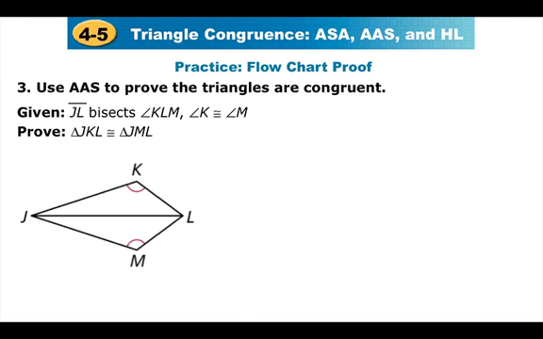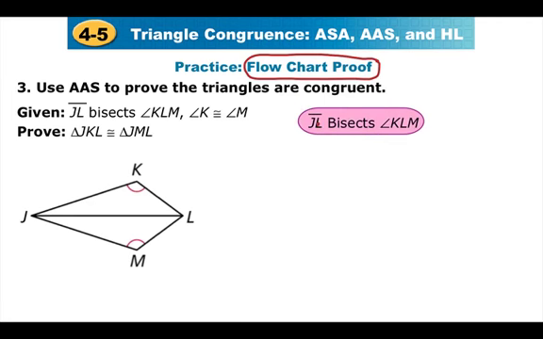Here we go. It says use angle angle side to prove that the triangles are congruent. This is the given information. JL bisects angle KLM, and angle K is congruent to angle M, and this is what we want to prove, that this triangle on the top is congruent to this triangle. What we're going to do is prove this using a flow chart proof, which is very different than a two-column proof. And this is basically how a flow chart proof works.